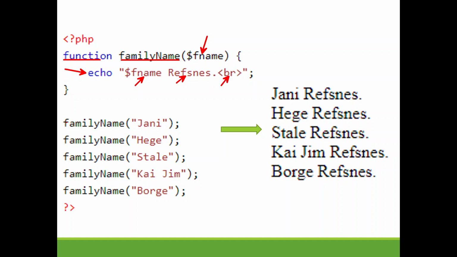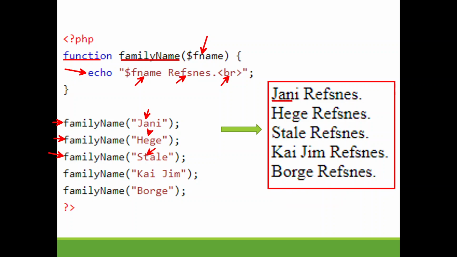So below here we are doing several function calls. So we do family name, we pass it that name. We call it again, we pass it that name. We call the function again, we pass it that name. So as you can see, as we continue to do that, the output of this particular program is going to be this.